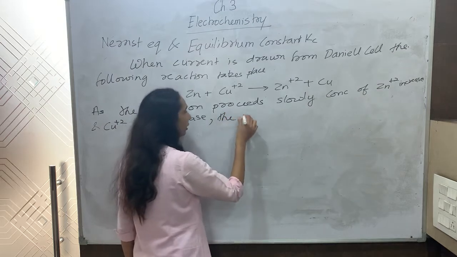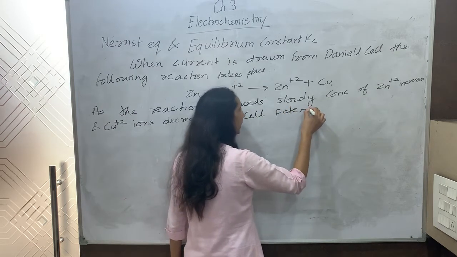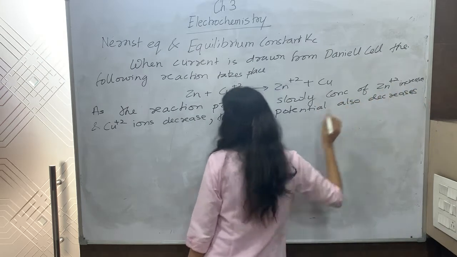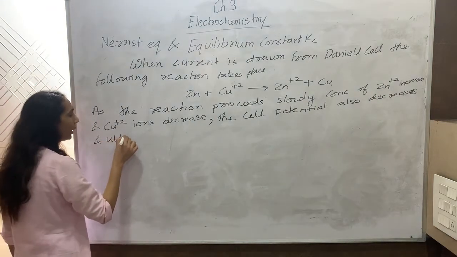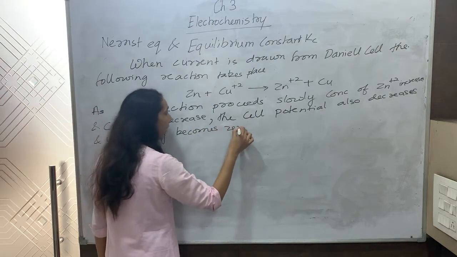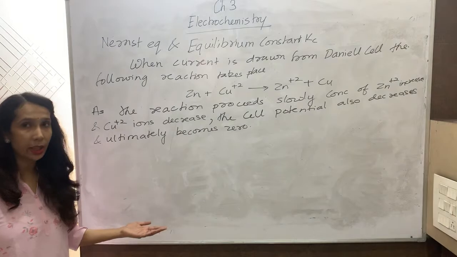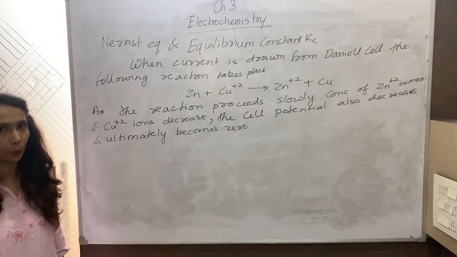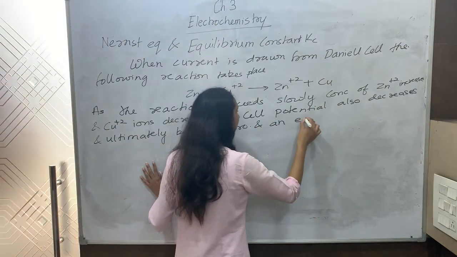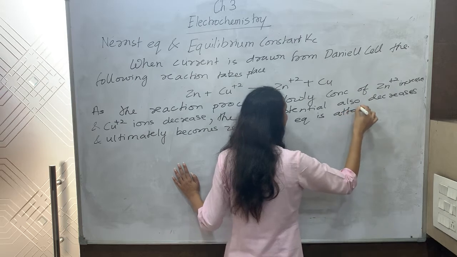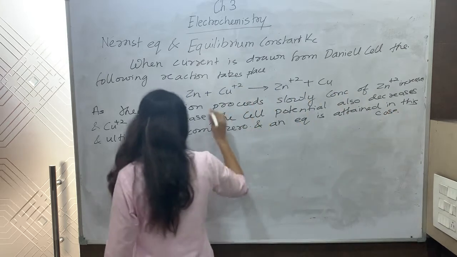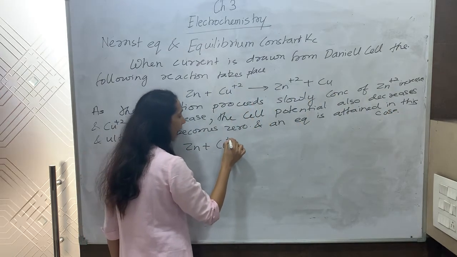The cell potential also decreases and ultimately becomes zero. Under standard conditions, the cell potential becomes zero, and an equilibrium is attained in this case. That means this equation is at equilibrium, that means no net reaction is taking place.